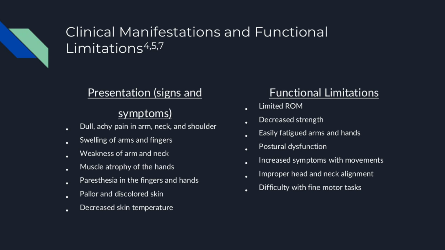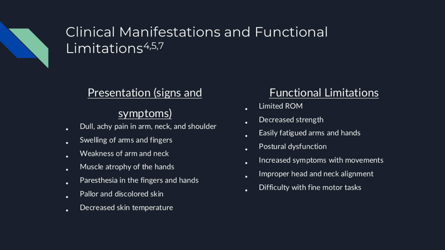Signs and symptoms of TOS can vary depending on the type of TOS, but they all generally have some common indicators. So dull, achy pain in the arm, neck, and shoulders, swelling of the arms and fingers, weakness of the arms and fingers, muscle atrophy of the hands, paresthesia in the fingers and hands, pallor and discolored skin, and decreased skin temperature. And pallor is the paleness of the skin.